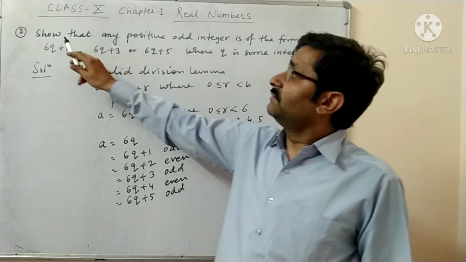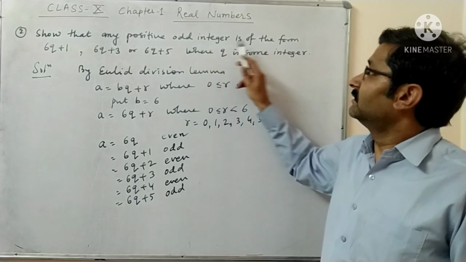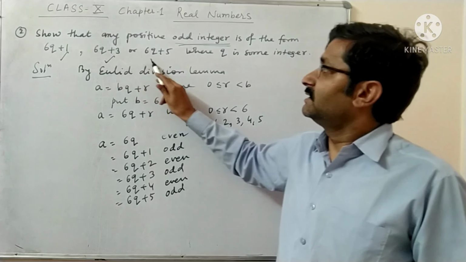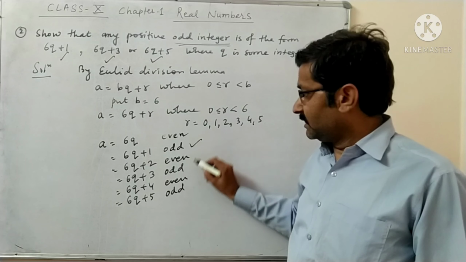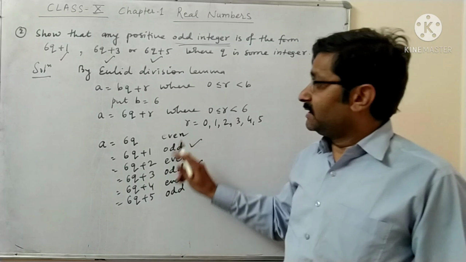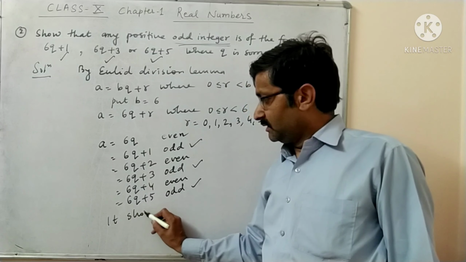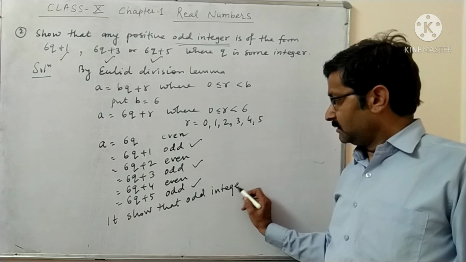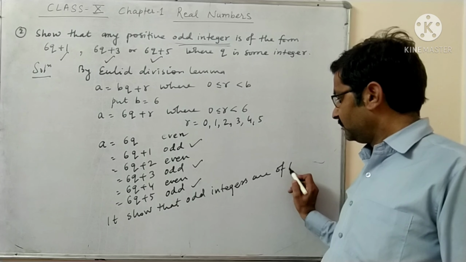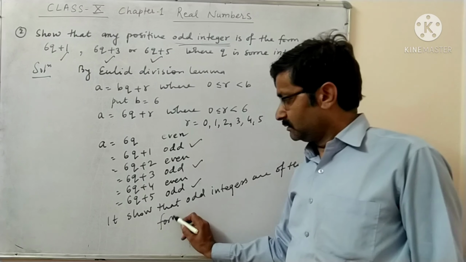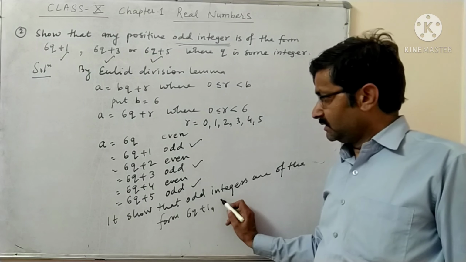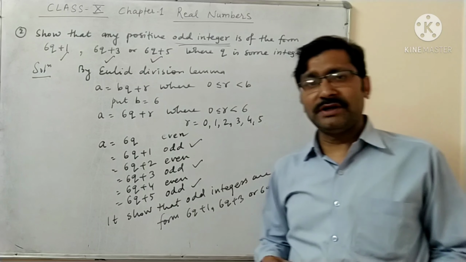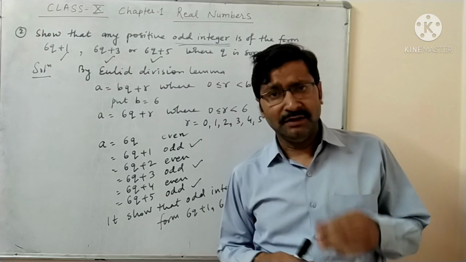Now in the question, we have to show that any positive odd integer is of the form 6q + 1, 6q + 3 and 6q + 5. So you can see these three are odd. So odd integers are of the form 6q + 1, 6q + 3 or 6q + 5. So these odd numbers will be only in these three forms.